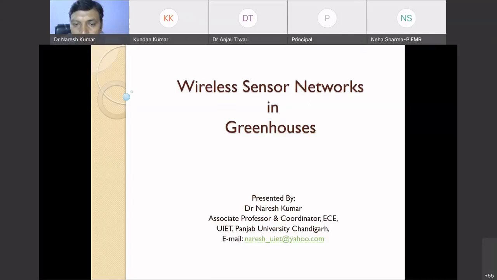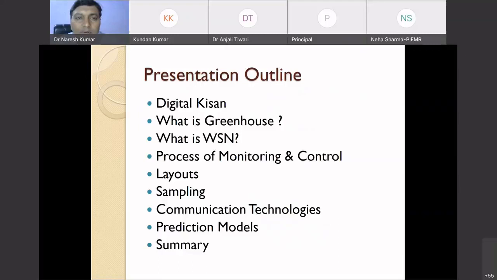One of my scholars is also working in the same field, on wireless sensor networks in greenhouses. So let me begin with the presentation outline. First is the Digital Kisan. After this presentation, I will share a few of the videos, and then we can discuss how we can make the content and connect with the farmers. Whatever technology we create, if the users are not aware of it and not well versed in how to use it, it is of no use, I would say.